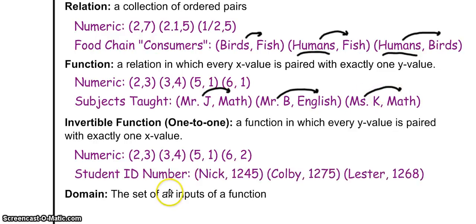A real-life example of an invertible function is maybe your student ID number. Nick has one specific number, 1245. Colby has one specific number, 1275. And Lester has one specific number, 1268. But in addition, each of the numbers going backwards correspond to only one specific person. That's why they're called invertible, because we can invert the input and the output and still have a function. 1268 only goes with Lester, 1275 only goes with Colby, and 1245 only corresponds to Nick.